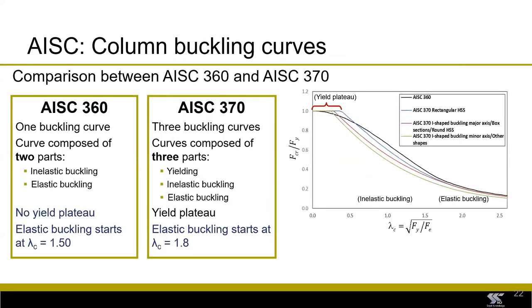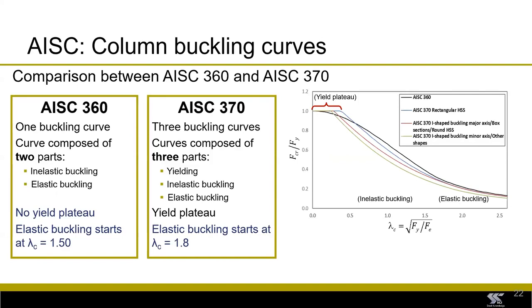Column buckling curves. Now here, again, I've taken an example from AISC. And you will see that for stainless steel, there are actually 3 different global buckling curves for columns. And they actually depend on the cross-sectional shape of the column and the axis of buckling. Whereas for carbon steel, which I show in the black line, there's just one curve.